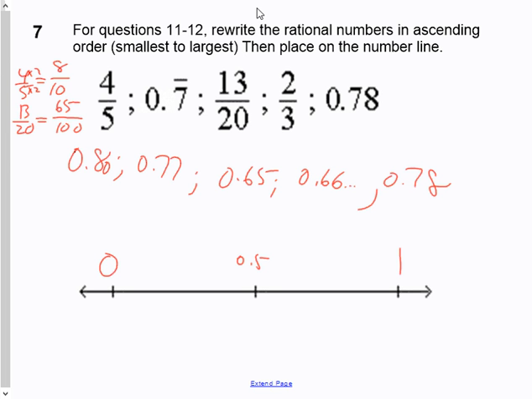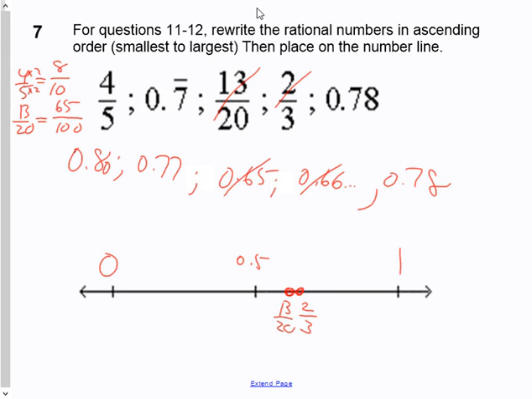And therefore, 0.65 would be the smallest. So I'm going to put it right around here, and I'm going to call that one 13/20. That one's done. My next, or closest to 0, would be 2/3, which is going to be roughly here. And I'm going to put that as 2/3. That one's done.